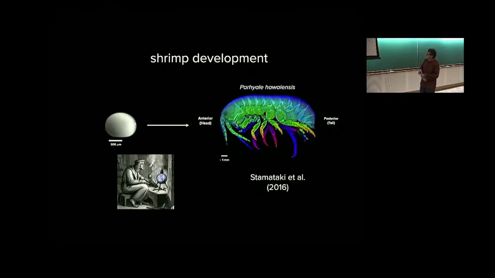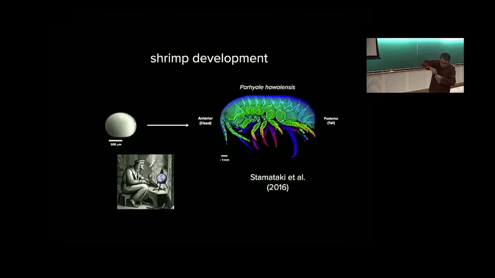Now for the shrimp, this is what it looks like. It's known as the Swiss Army knife of developmental systems. It's what's called a direct developer. That means that the juvenile system is identical, it just scales up in size with respect to the adult system. There's no larval stage. And so that makes it rather simple from the point of view of thinking about development.